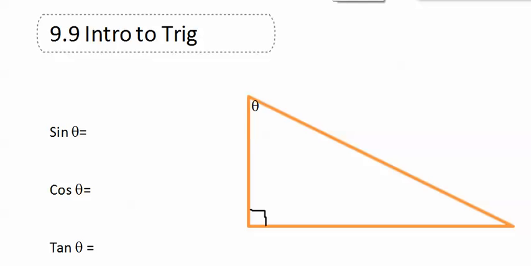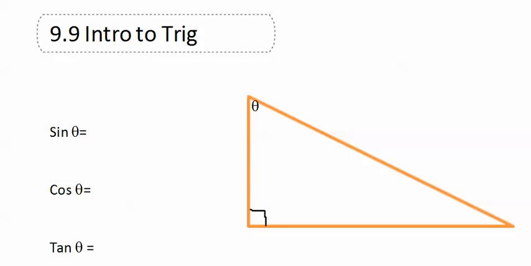Section 9.9 is just a quick introduction to trigonometry. We'll be dealing with three of the main trig functions, which are sine, cosine, and tangent. And what you'll notice on the screen right here is the Greek variable theta. It shouldn't really throw you off. Most trig equations and trig problems use Greek letters. So theta is just basically a variable, as would be x or any other variable that we've used previously.